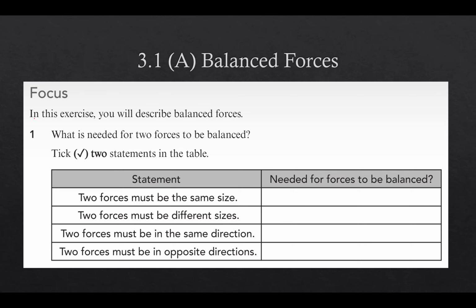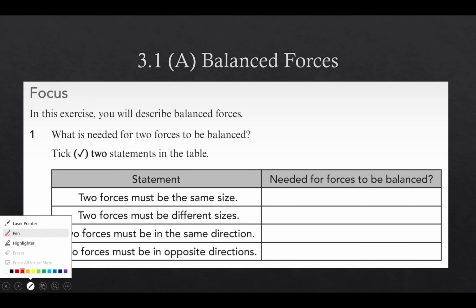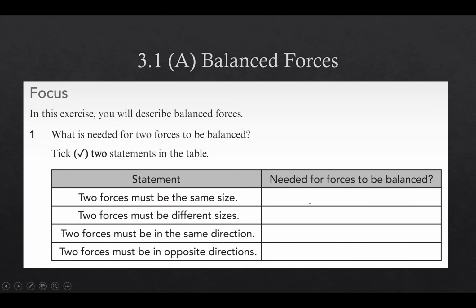Now let's look at what the question says. What is needed for two forces to be balanced? We have to take two statements in the table. Let's look at those two statements. The first statement says two forces must be the same size. Yes, for balanced forces, two forces have to be of the same size. So this is correct.